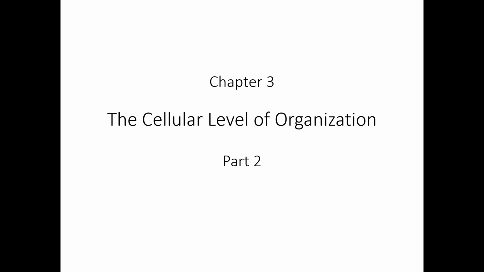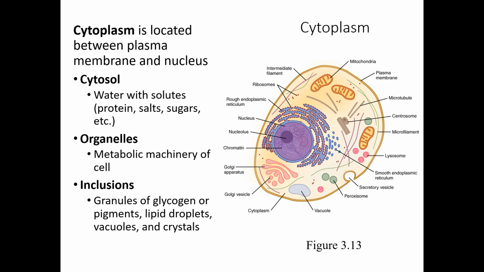Chapter 3, The Cellular Level of Organization, Part 2. We continue to study cells. Right now we will talk about the cell structure in more detail. So that is a regular body cell, and it has a cell membrane or plasma membrane covering it. It has a nucleus, and everything between the nucleus and plasma membrane is the cytoplasm.